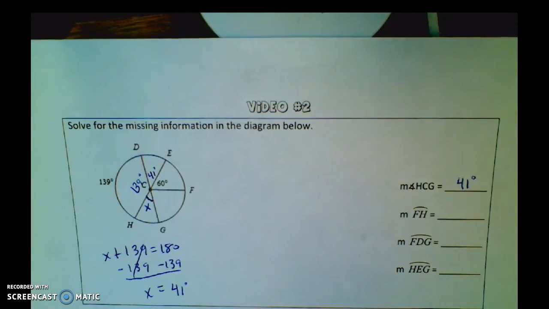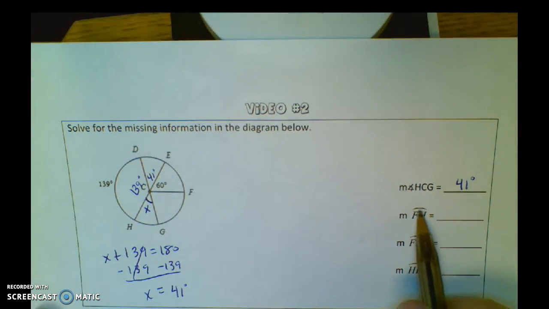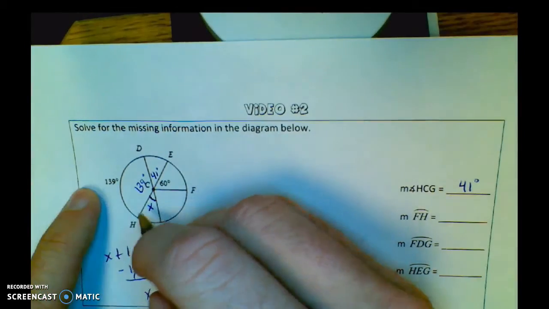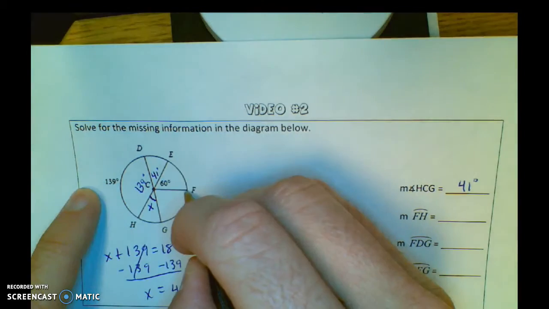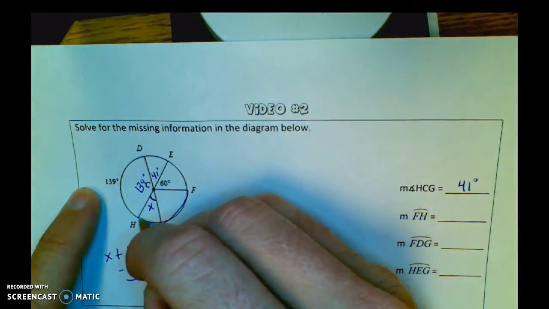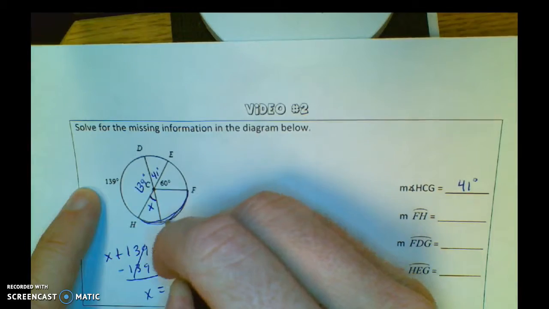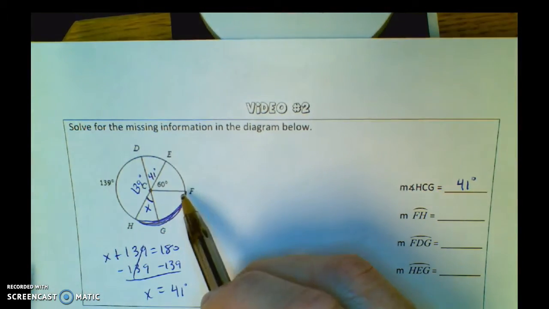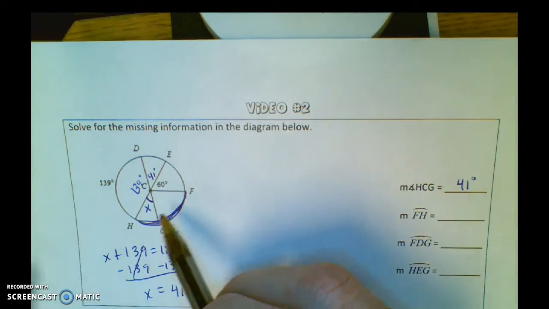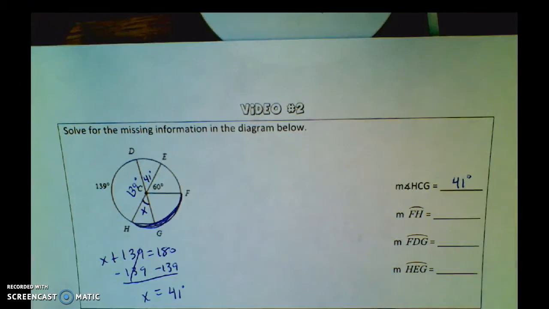Alright, so the next question asks us to find the measure of arc FH. So FH starts here and goes here. Why I know it doesn't go the other way is because this is a minor arc, and I'm not going to make it cover more than half of the circle. So it's only going from F to H. There's no letter in between.